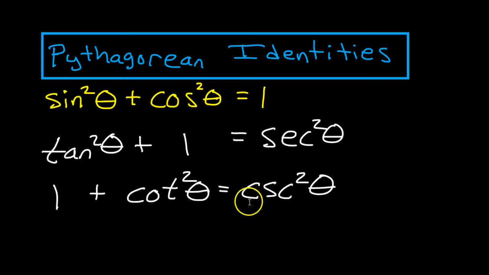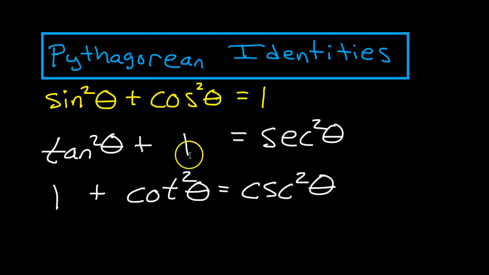The other two you also need to have memorized, but technically you could get these from the yellow one if you realize that all you really have to do is divide by cosine and you'll get the first one, or divide by the sine function and you'll get the second one. Anyway, they're pretty easy to memorize, even the white ones.